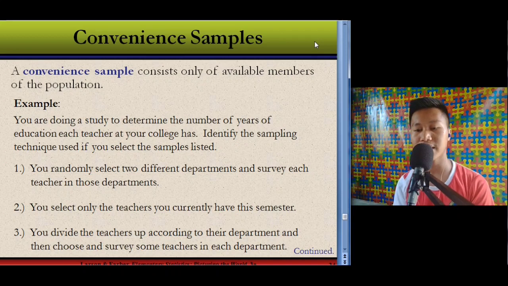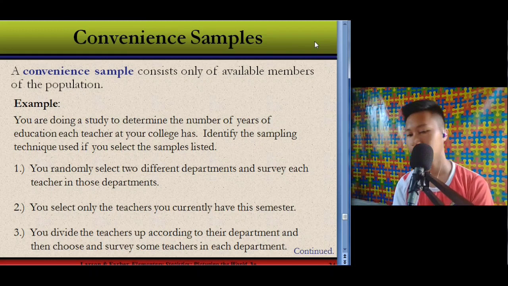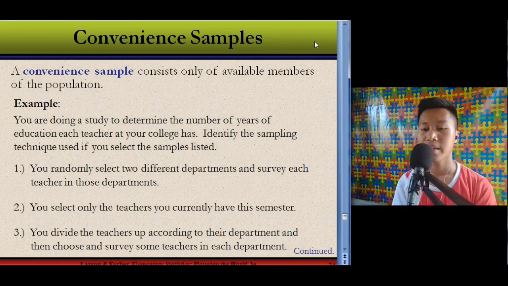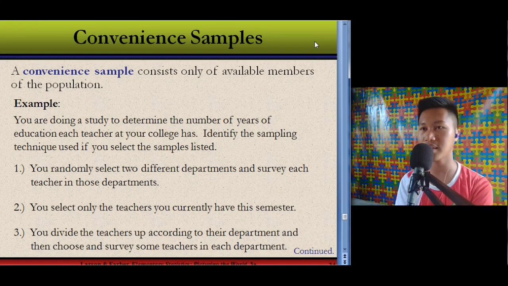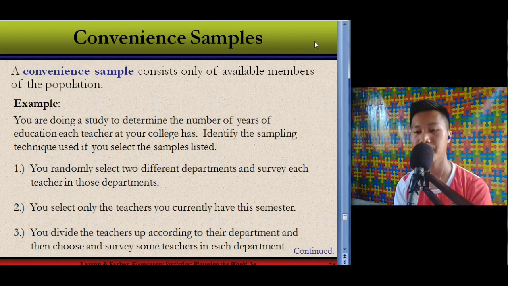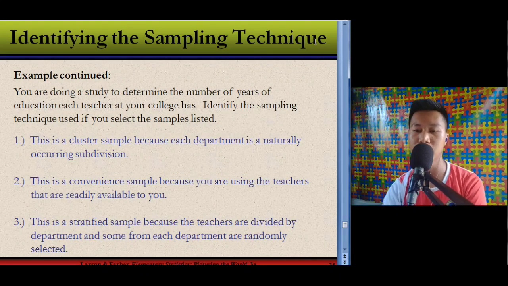For the third one, you divide the teachers up according to their department and then choose to survey some teachers in each department. So, you divide them into groups according to their department and then you choose from each department. So as I have discussed earlier, this is stratified sampling. Let's check. Okay, number 1, cluster. Number 2, convenience. Number 3, that is stratified sampling.